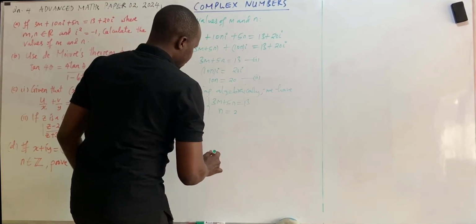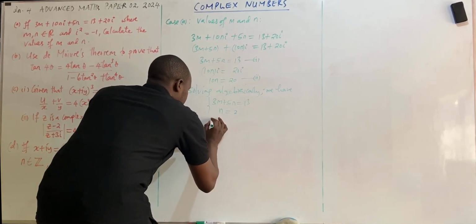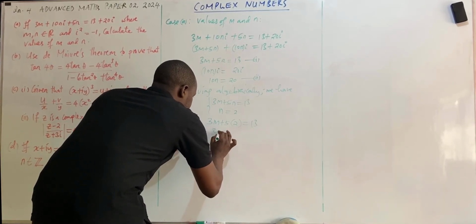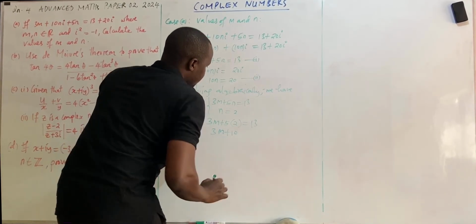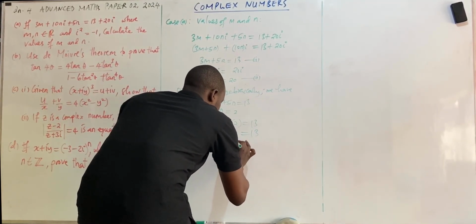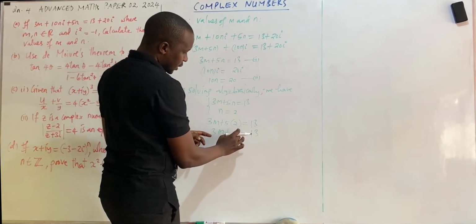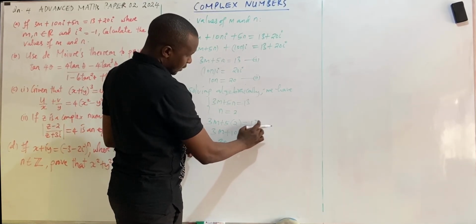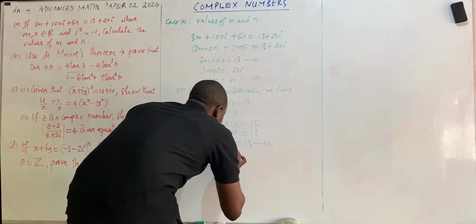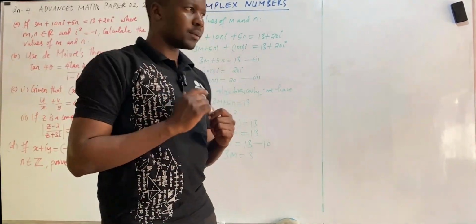Now we substitute n = 2 in equation 1. We get 3m + 5 times 2 equals 13. So 3m + 10 = 13, because 5 times 2 is 10. Collecting like terms, the numerical term moves to the other side, so 3m = 13 - 10, and we end up getting 3m = 3.